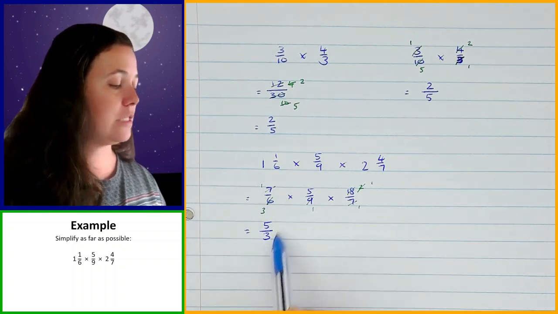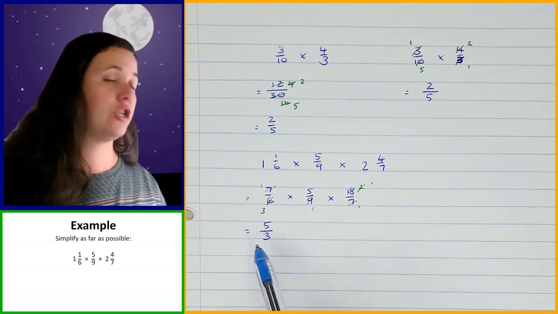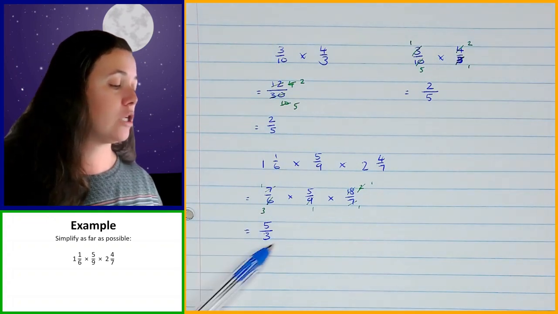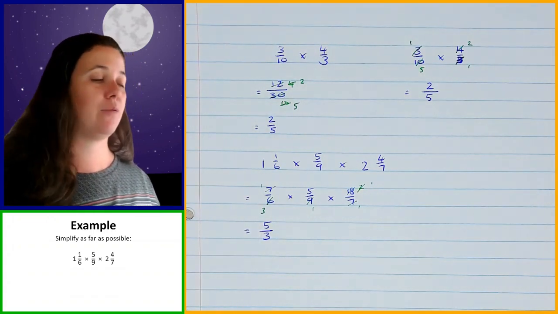So my final answer is 5 over 3, and I check and make sure that I can't simplify that any further just in case I missed anything when I was cancelling out earlier. So I can't simplify anything further there. There are no common factors, so I am done with that question.